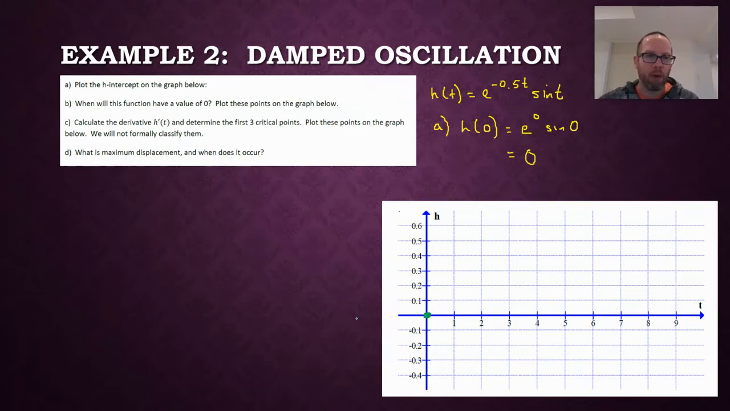Actually, green might show up okay in this background too. Yeah, it shows up okay.